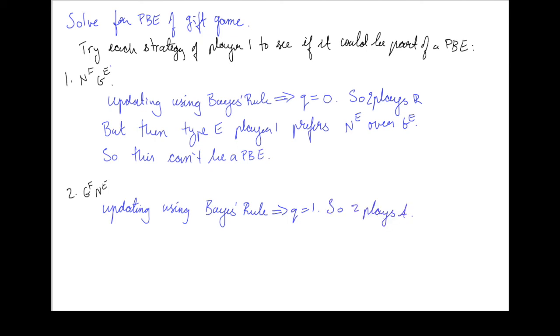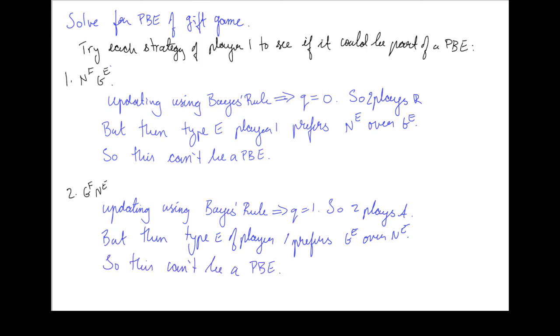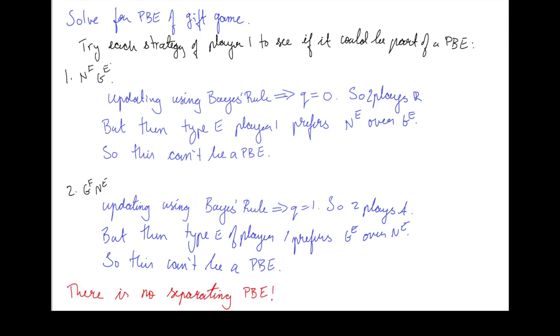But then the type E of player 1 would prefer to give rather than not give. So when player 1's type is enemy, they wouldn't do this. They would actually prefer to give. So this can't be a perfect Bayesian equilibrium either. So what we can see here then is that there's no separating equilibrium. So let's try the pooling strategies.